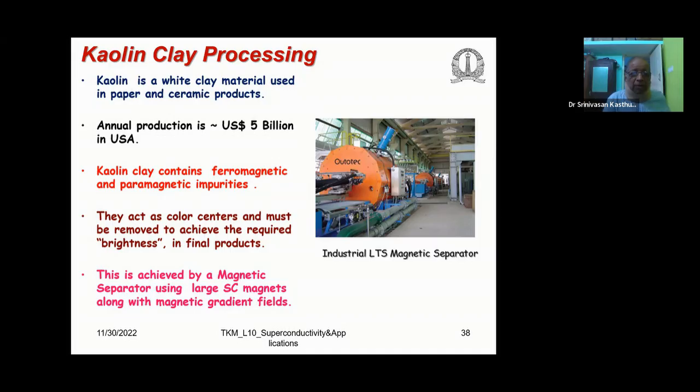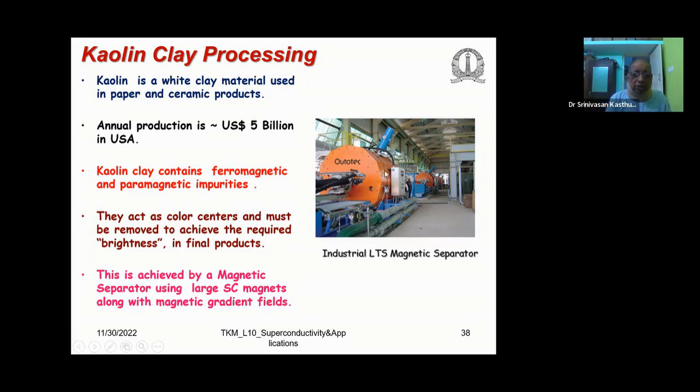Okay. So they are very, very fine small particles and they have to be removed. How do we remove them? To remove them, you use a magnetic field, because they will get attracted to the magnetic field and therefore can be removed by it. So you need what is called a magnetic separator, and this can be done by using large superconducting magnets with high magnetic field gradients. For example, in this picture, an industrial low temperature superconducting magnetic separator is shown here.